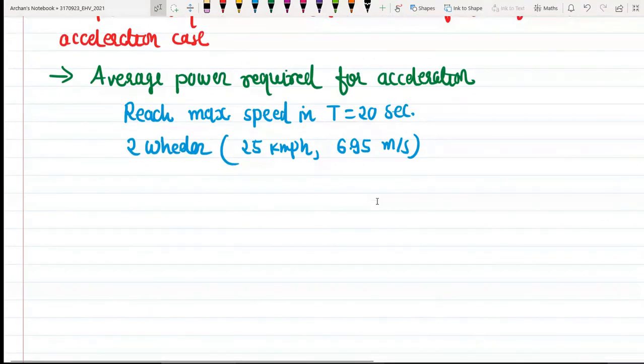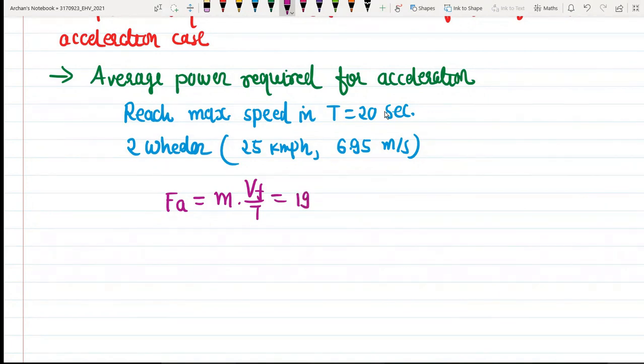Okay, so let us say our acceleration is given by Vf by T, right? So the force required will be equal to m into Vf by T. The vehicle weight is 190, Vf is 6.95 meter per second, and the time required is 20 seconds. So the force required will be 66 Newton.